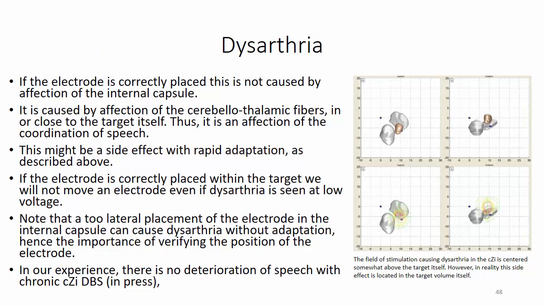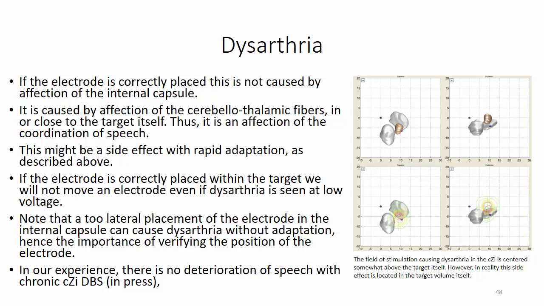Regarding dysarthria, if the electrode is correctly placed, this is not caused by affection of the internal capsule. It is caused by affection of the cerebellothalamic fibers in or close to the target itself, thus it is an affection of the coordination of speech. This might be a side effect with rapid adaptation as described above.